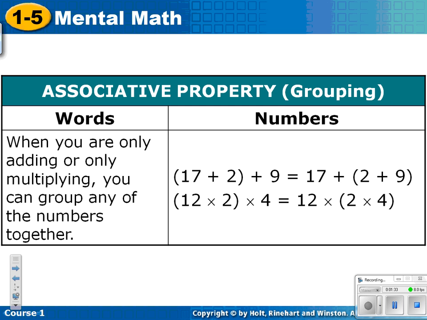Associative property means grouping. So if we are adding or multiplying more than 2 numbers, it doesn't matter what order we do it in. We can just group them together if we want.